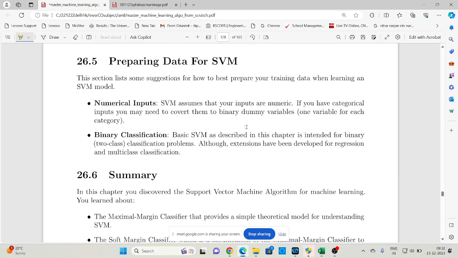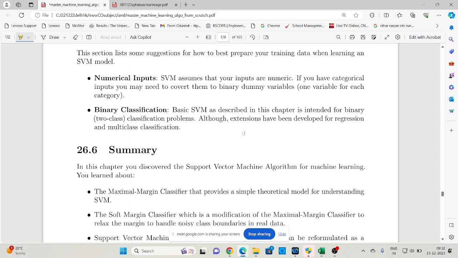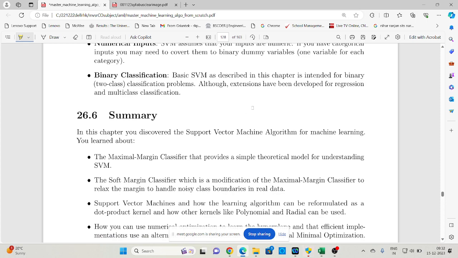The assumption for SVM is that the data is numeric. If the data is categorical, you create dummy variables, okay? And you have binary classification in SVM.